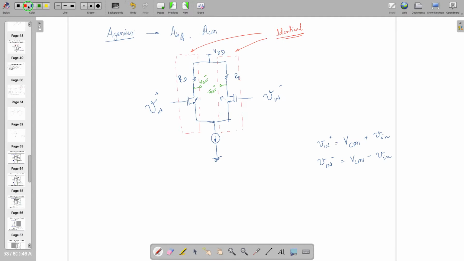When we say identical, what we are saying is that GM1 equals GM2 equals GM. If these two are, let's call them RD1, RD2, M1 and M2, then RD1 equals RD2 equals RD, and RO1 equals RO2 equals RO. Right? So these are the known things to us when we are making the differential circuit, right?